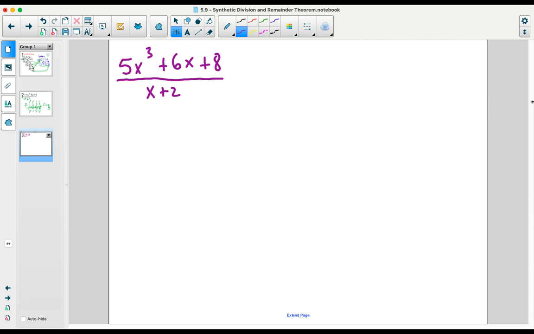Let's look at another example of synthetic division and some of the changes we will have to make to either the dividend or divisor in order to ensure that synthetic division is going to work. Here we have 5x cubed plus 6x plus 8, all divided by the binomial x plus 2.